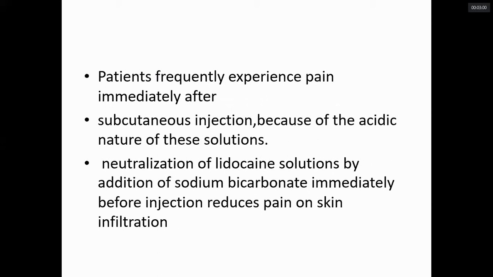One thing to consider while giving infiltration anesthesia is that patients frequently experience pain immediately after subcutaneous injection because of the acidic nature of the local anesthetic solution. Neutralization of the lignocaine solution by addition of sodium bicarbonate immediately before injection reduces the pain on skin infiltration.